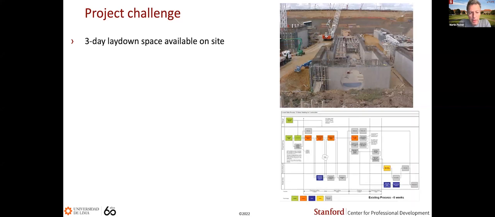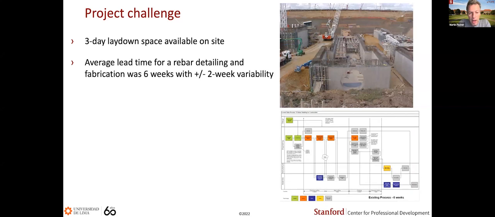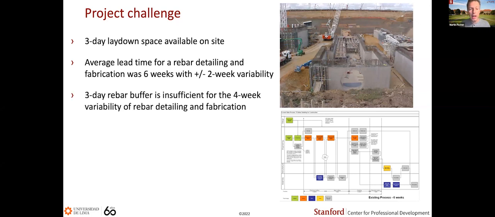The main challenge was in particular the rebar production and installation, because that process took on average 6 weeks for detailing and fabrication, but it had also 2-week variability. Sometimes things went quickly and it was 4 weeks, and sometimes slowly it was 8 weeks. So you can see the mismatch here, that the 3-day buffer that you have for materials is not enough for this 4-week variability.